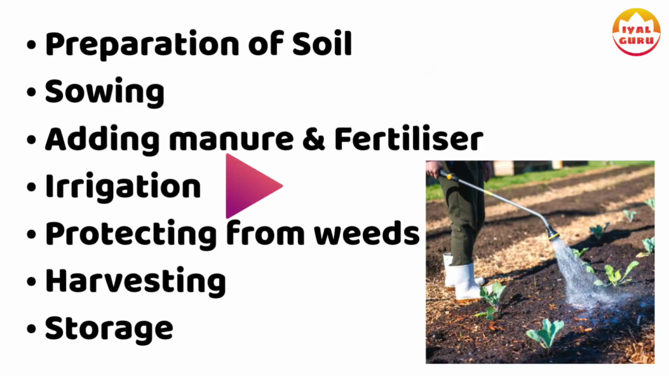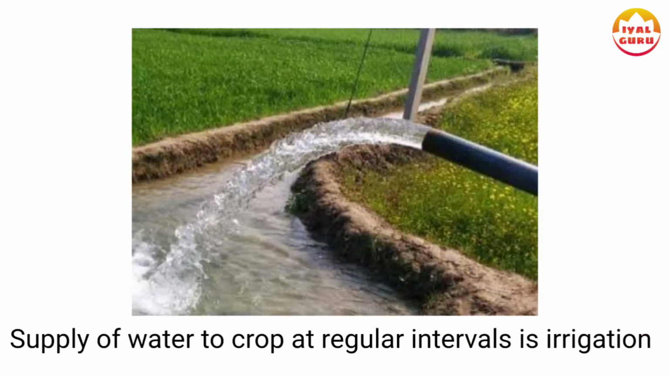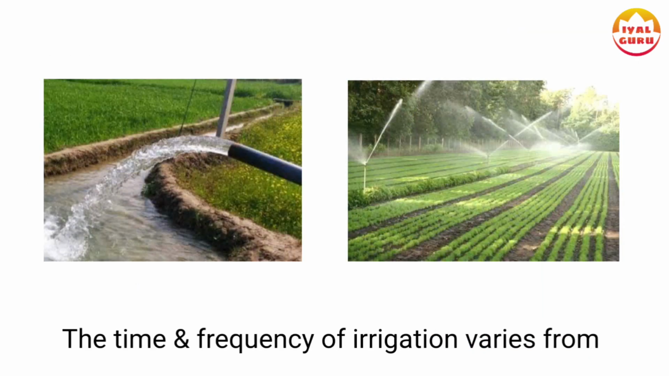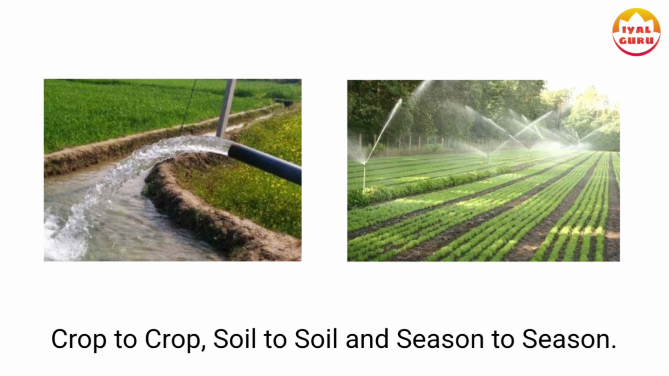Next step is irrigation. Supply of water to crops at regular intervals is irrigation. The time and frequency of irrigation varies from crop to crop, soil to soil, and season to season.